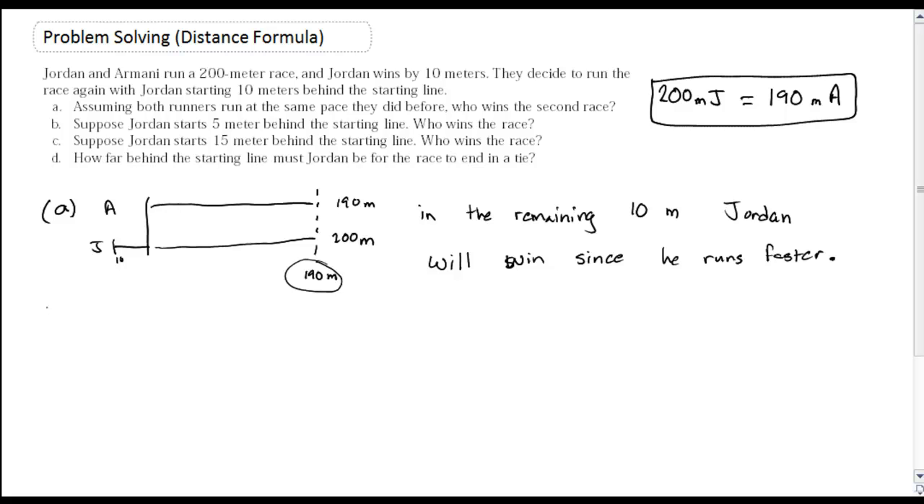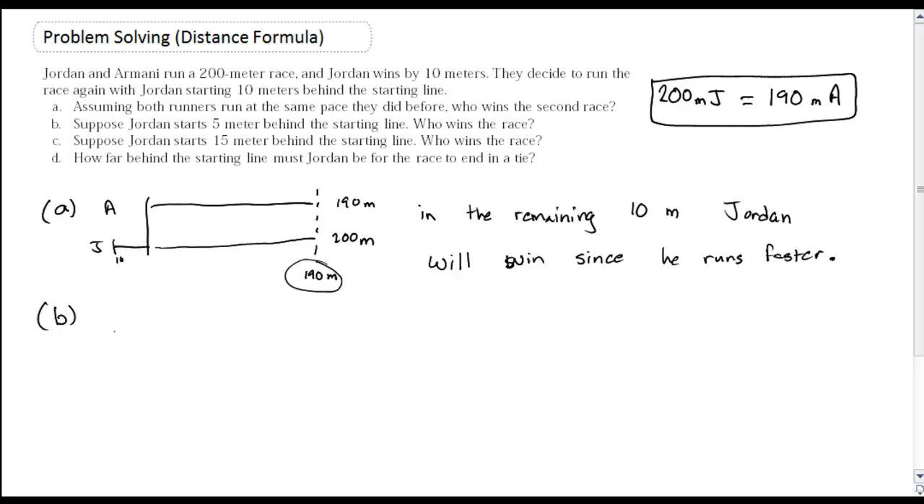Okay? B. Suppose Jordan starts 5 meters behind the starting line. Who wins the race? Well, I think it's pretty clear then that Jordan's going to win again, because if Jordan can win when he's 10 meters behind, if he's 5 meters behind, he should easily win again.